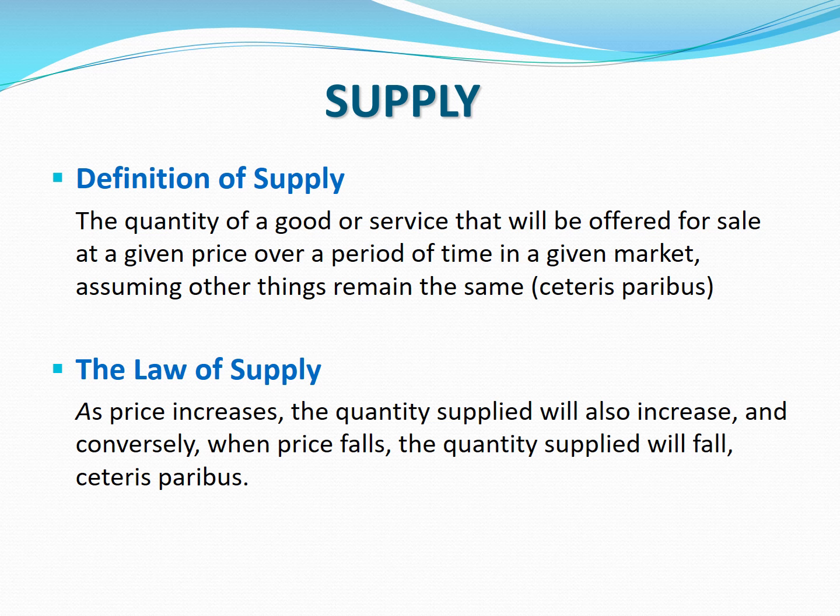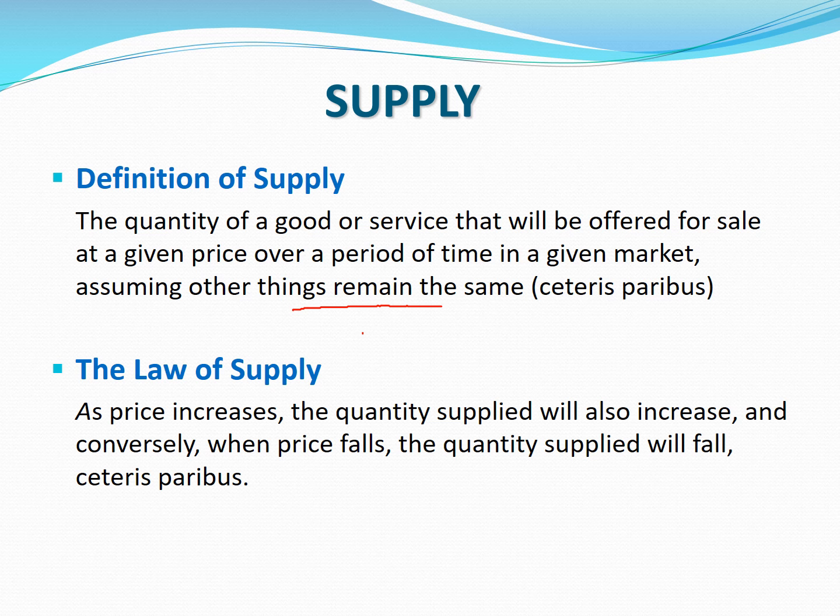Okay, so the definition of supply is the quantity of goods or services that will be offered for sale at a given period of time in a given market, assuming other things remain the same. Or if you want to use the same sentence as the definition of demand, you can change it to the willingness and ability to supply. Just now in demand it was to buy. Here it is to supply certain goods at a particular time period, at a certain price, while you keep other things constant.